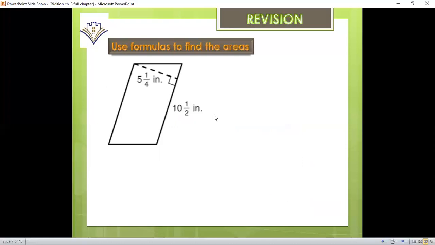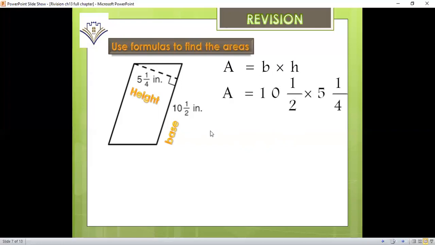We have another parallelogram. The area of a parallelogram is equal to base multiplied by height, but here is the base and there is the height. This base is 10 and a half, and the height is 5 and a quarter. Then our rule is area equals base multiplied by height. The base is 10 and a half, and the height is 5 and a quarter.